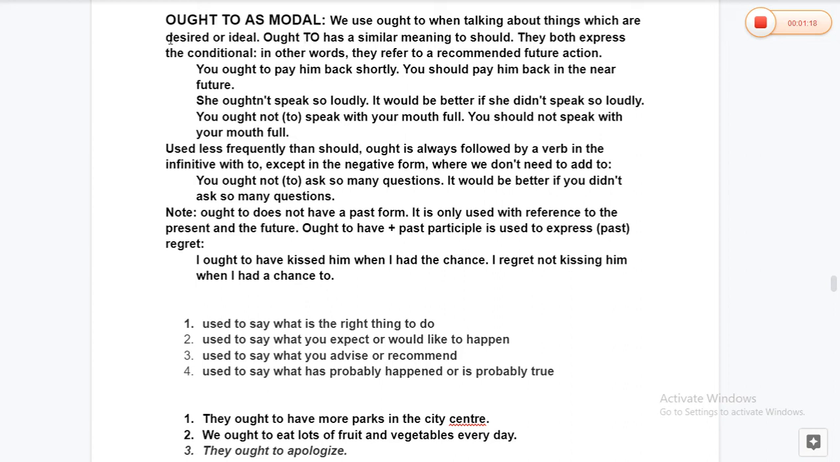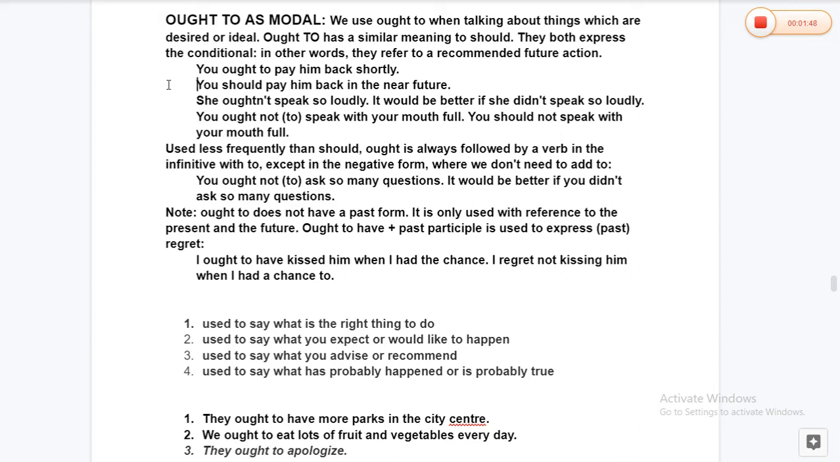Fine, they both express the conditional. In other words, they refer to a recommended future action. They refer to a recommended future action, meaning whatever is recommended is a future action. You ought to pay him back shortly. You should pay him back shortly. Both the modals are compared here, ought to and should. You ought to pay him back shortly. You should pay him back in the near future.